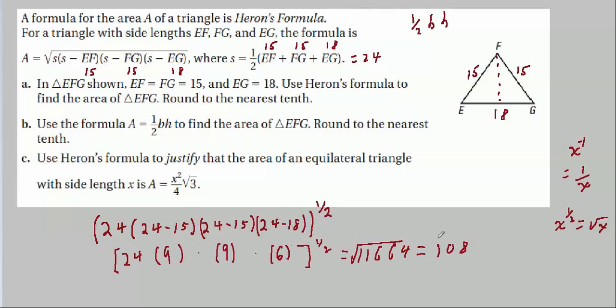Now let's try it this way. In order to do that, we have to find h. Well, we can do that because this is particularly easy, because we have an isosceles triangle, which means that our altitude is also an angle bisector, and it also bisects EG. The short version of that is this is 9 over here. So now we can use Pythagoras' theorem to find this leg. We've got a hypotenuse of 15, a leg of 9, and we just have to find this leg right here.